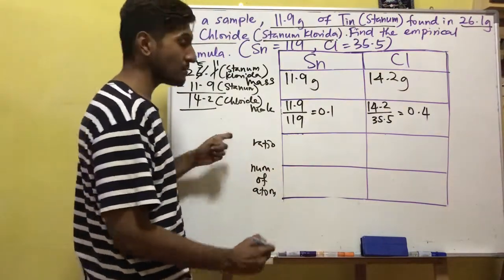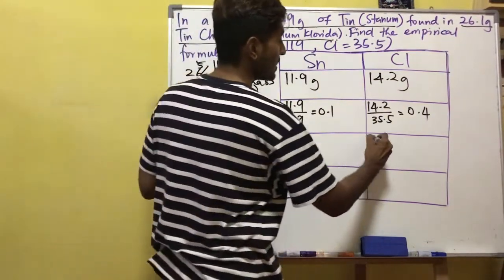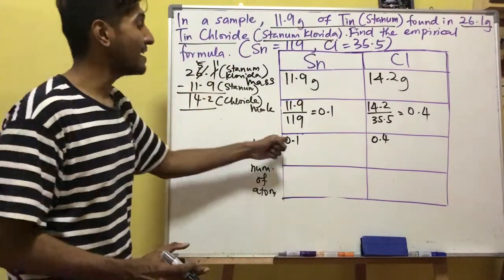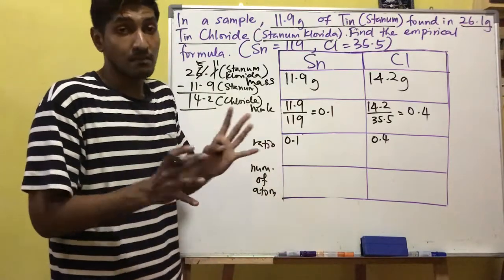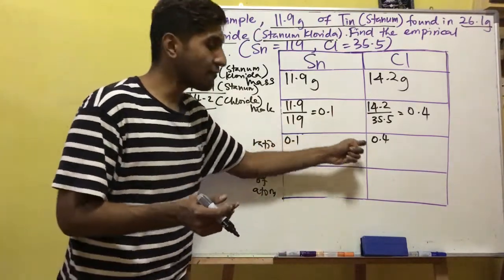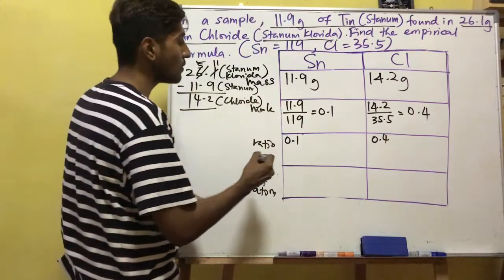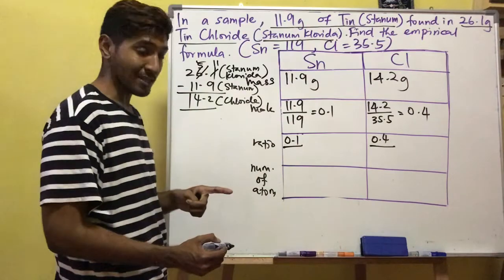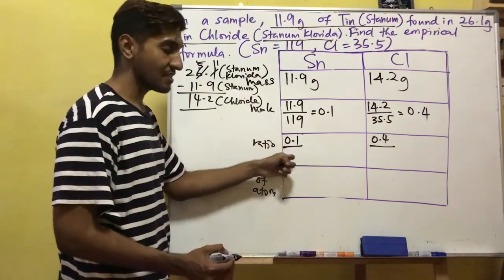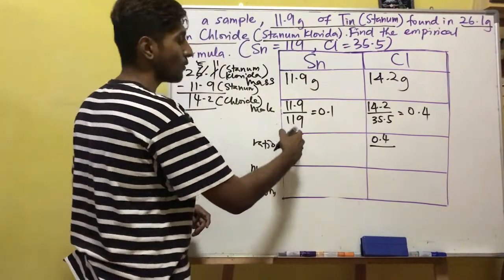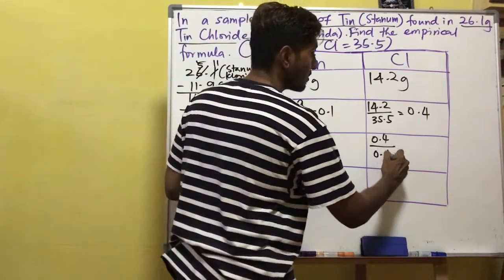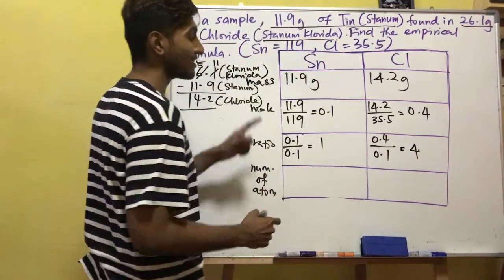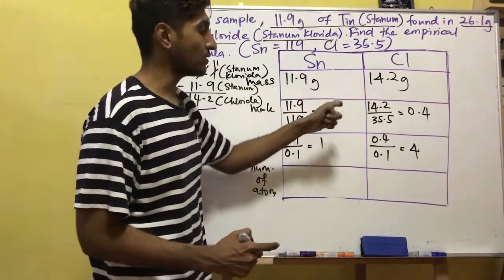Jadi nak cari nisbahnya macam mana? Ini molnya 0.1, ini molnya 0.4. Macam soalan tadi, beforehand we have the exact same mole. So there shouldn't be a problem. But now we have a different mole value. So what we're going to do is we are going to divide between these two who is the lowest. So the lowest is this. So we divide with the lowest. So 0.1 divided by 0.1, 0.4 divided by 0.1. So this would give you 1, this would give you 4. Therefore, the ratio for tin and chloride is 1 to 4.